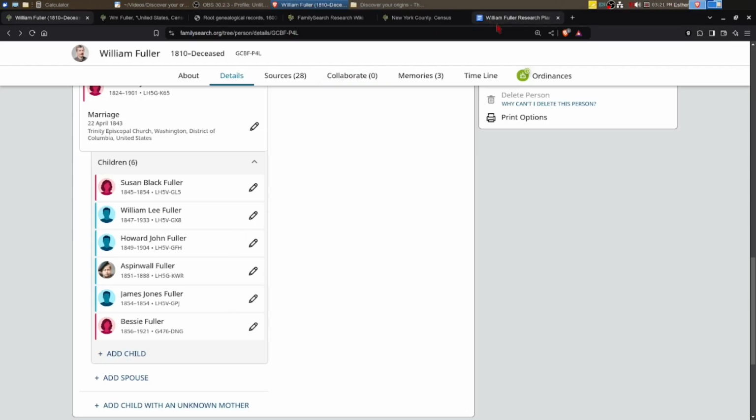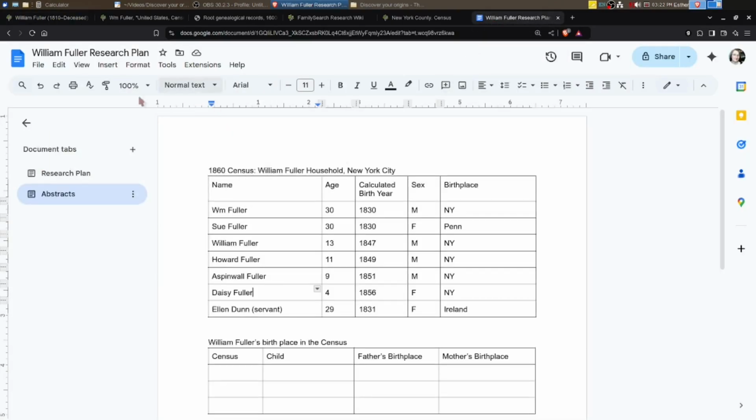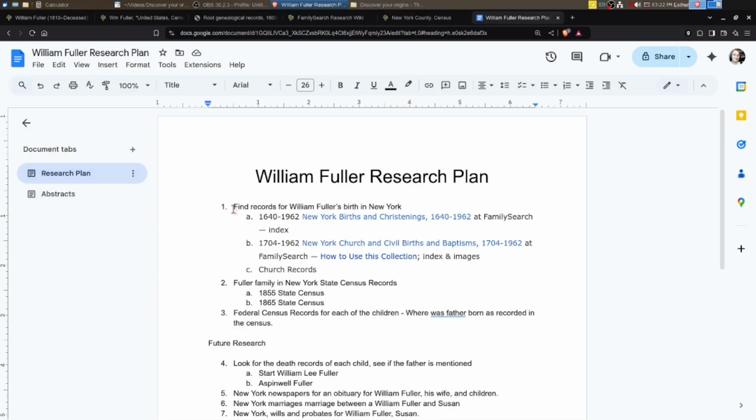All right, so let's go to our research plan. So we're looking for records for William Fuller's birth, and we're going to focus on New York because we're going to go from what is known to what is unknown. And the 1860 census is what is known, and it says New York. And we want to see if we can find evidence for William Fuller's birth location, and if possible, his birth date. But we're going to focus on birth location because that seems like a very important thing. So I have some New York birth record collections that we can look at and search for William Fuller's birth.